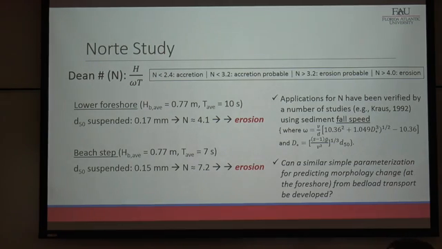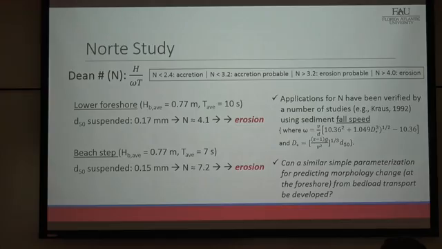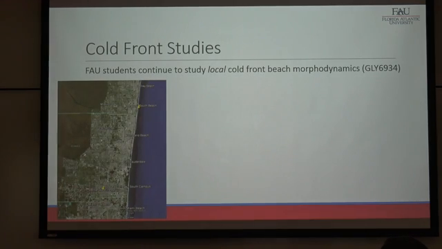So from our experiment, one of the questions that's come out is, can we create a simple parameterization that will predict morphology change similar to what the D number does, but looking at bed load transport? So not considering the fall speed, not thinking about what's getting kicked up in the water column and moving with the wave orbitals, but what's actually moving along the bed that seems to be resulting in the beach morphology change. I don't have an answer for that yet, by the way. That's part of the beauty of science, right? It brings up questions and we have new studies.